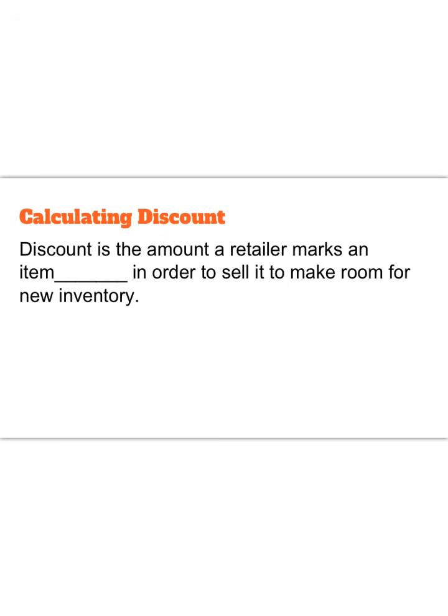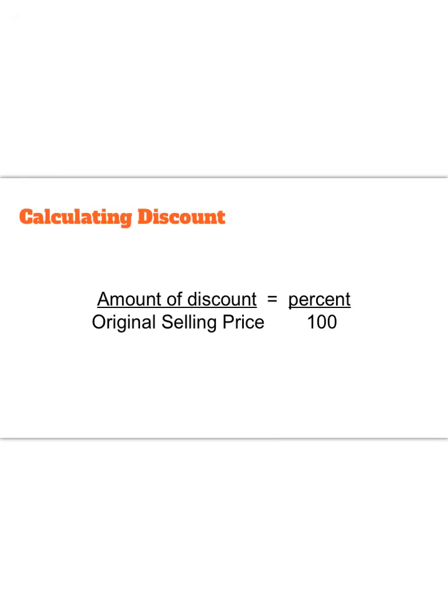Let's switch gears and calculate discount instead. Discount is the amount a retailer marks an item down in order to sell it to make room for inventory. It's a sale, and everybody loves a sale. Here's the proportion we're going to use. We're going to put the amount of discount here over the original selling price. And then, of course, we always have our percent over 100 in fraction form.